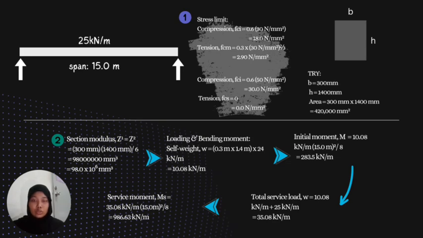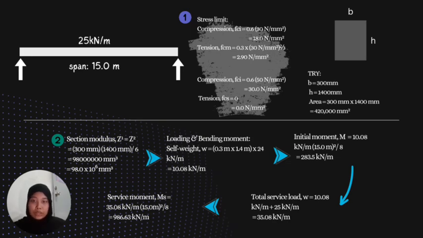And we go through to calculate the loading and bending moment, where the self weight is 10.08 kilonewton per meter. Then the initial moment, M, we get the answer is 283.5 kilonewton meter. And we calculate the total service load, W, we get the answer is 35.08 kilonewton per meter.